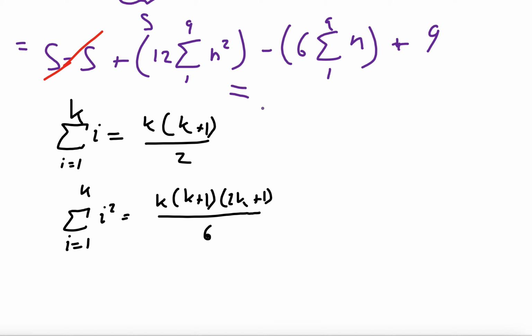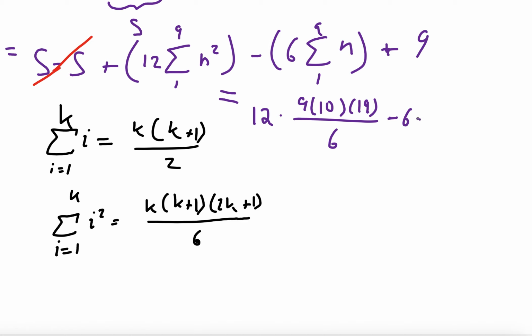So ultimately here we get 12 times, well here k is 9, and so we get 9 times 9 plus 1 is 10, times 2 times 9 plus 1 is going to be 19, and we take that all over 6. Then we subtract from that 6 times, again, n is going to be 9, times 9 plus 1 is 10, so we have 9 times 10 halves, and we add back 9.